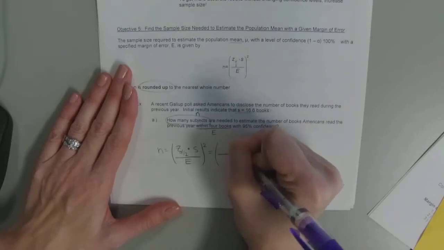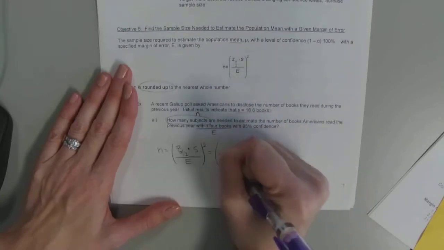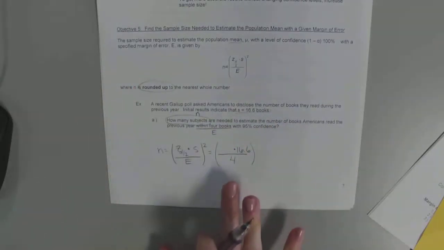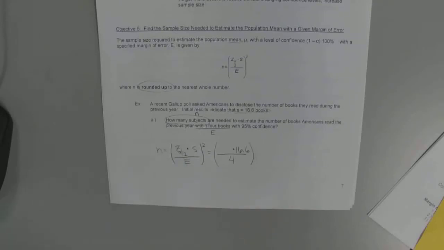Our S was 16.6, our E was 4 books, okay? So this is a little bit different. On Wednesday or Monday, and I know if you haven't gone to do your homework, you probably don't even remember, but on Monday, since we were dealing with proportions, our E, our margin of error, was always in percents. So you put 0.05 or whatever. When it's a mean, it's just the whole number. How many books do you want to be close to? Within 4 books. So just put 4 down there. You don't have to change it to 0.04.